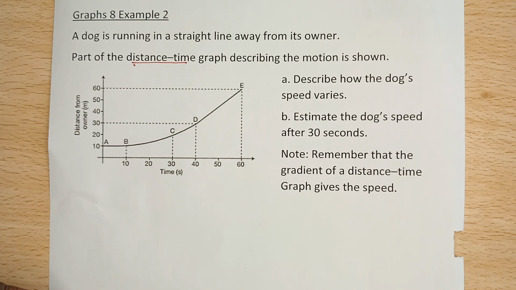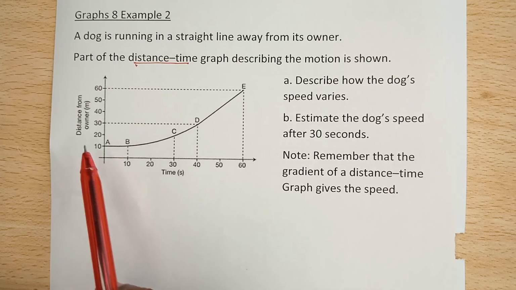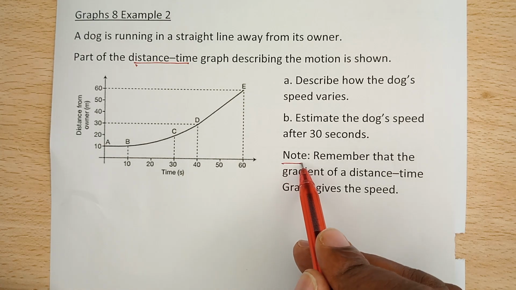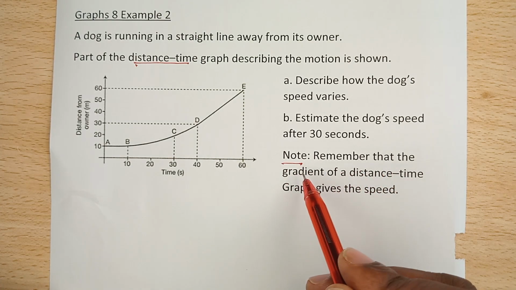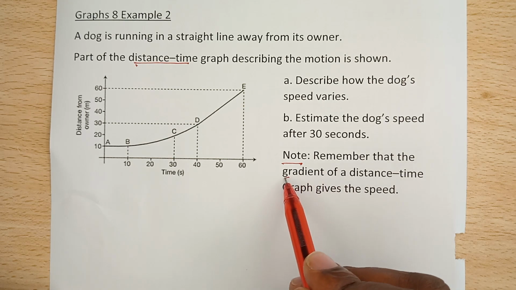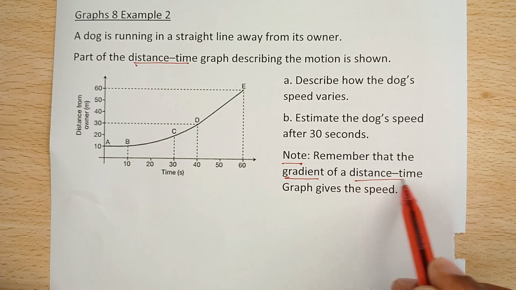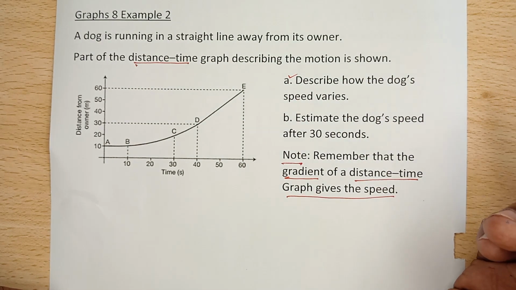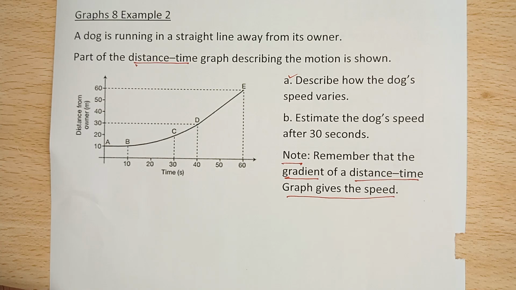To start with, you can see on the y-axis we have distance, and on the x-axis we have time. There is a point to note here. Remember that the gradient of the distance time graph gives the speed. So in part A, we are expected to describe how the dog's speed varies.